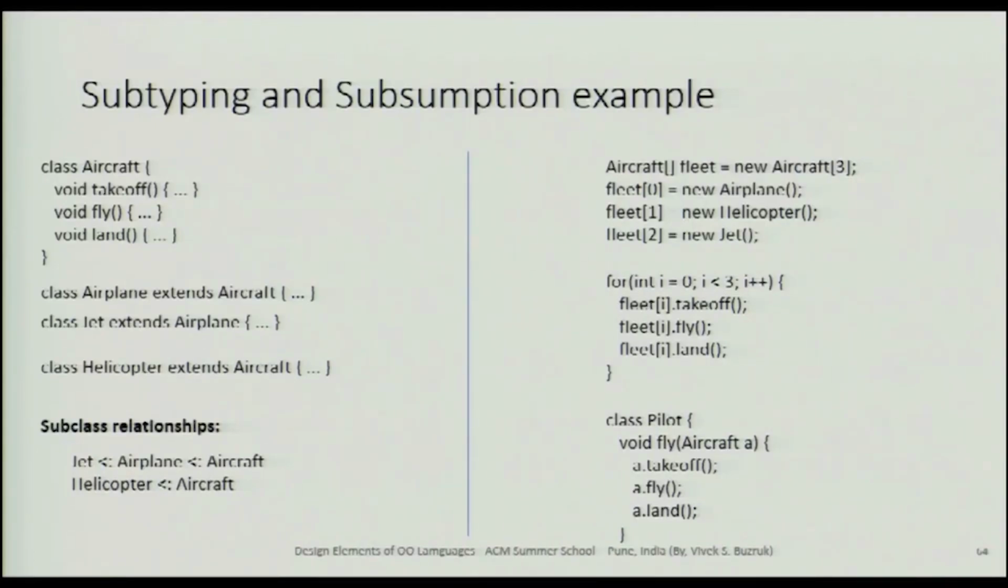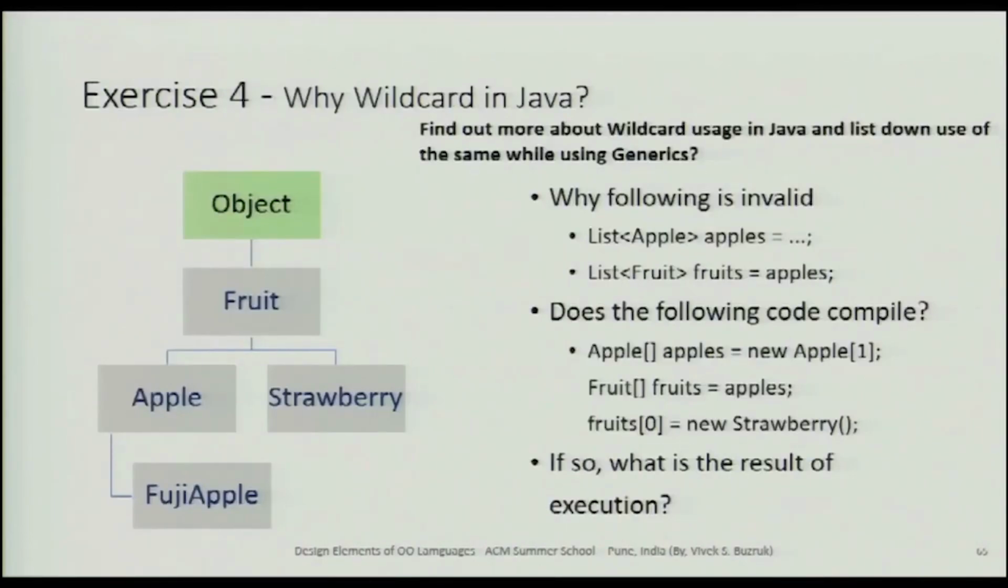Okay, now comes the trick here, that this particular subsumption rule is not applicable for generics. So for example, there is a reason for that. Let us say we have fruit as a class, apple as a subtype, Fuji apple as another subtype. I should have taken mango and Alphonso, but that is fine actually. Strawberry as one of the things. Then why is the following invalid?